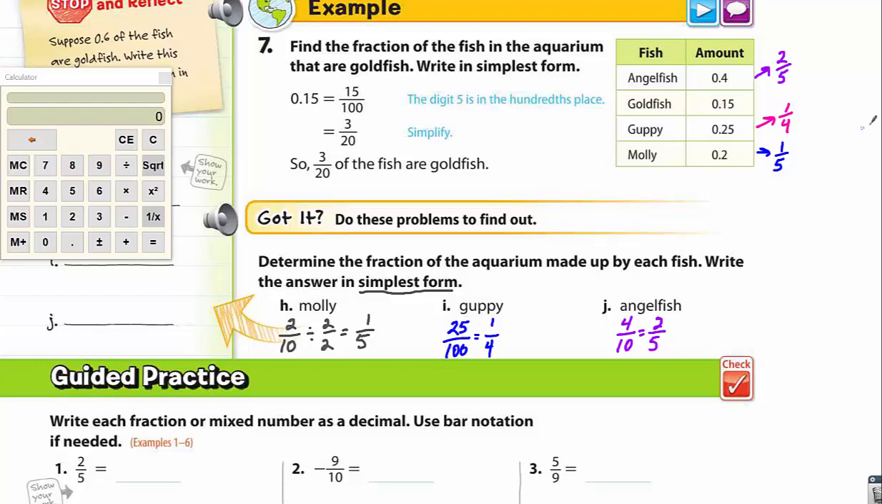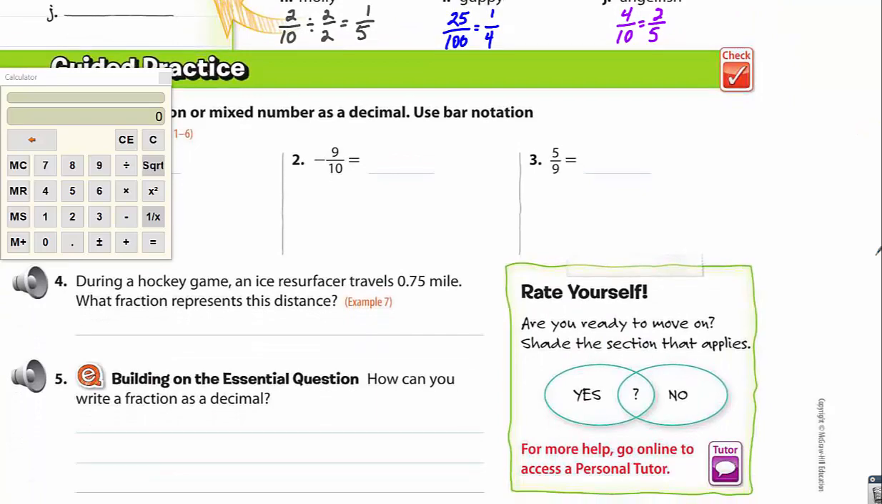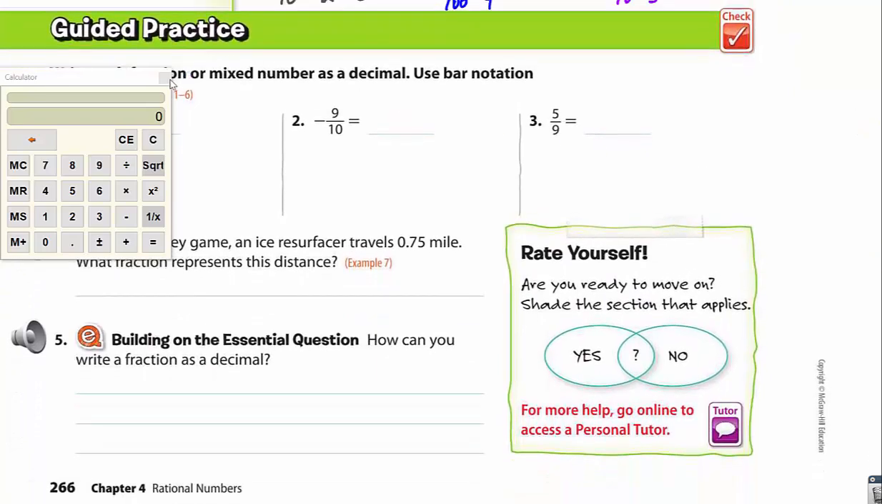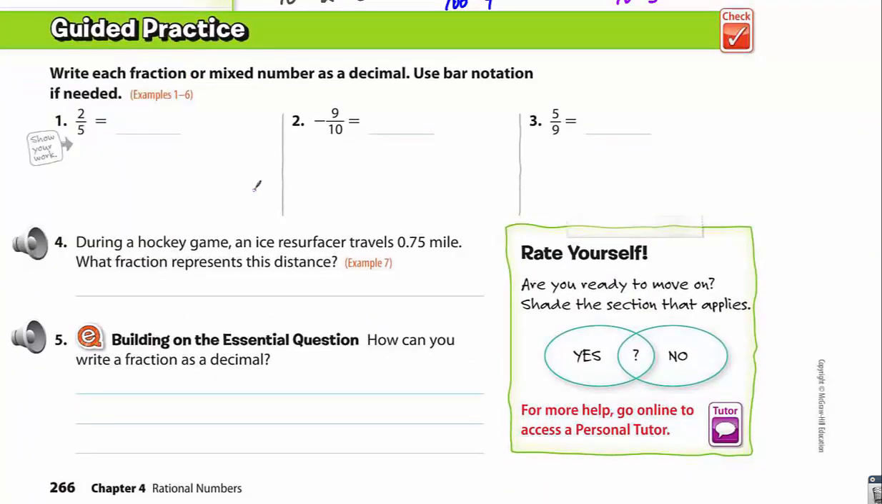Okay, we've got some guided practice. So now what you need to do is pause and do the 4 problems, 1 through 4 here. Do those for practice, then turn the video back on. Check your answers. Okay, let's go through these 3 practice problems and then down to the word practice problem.